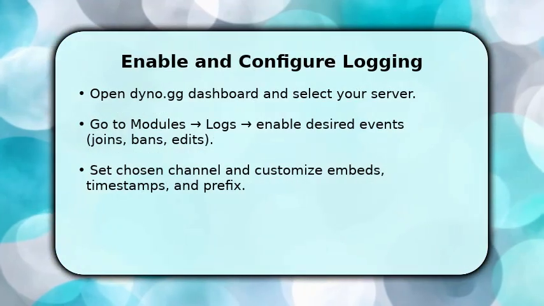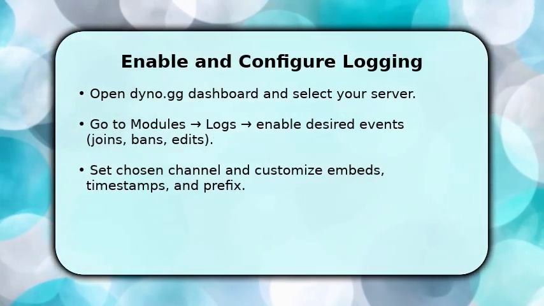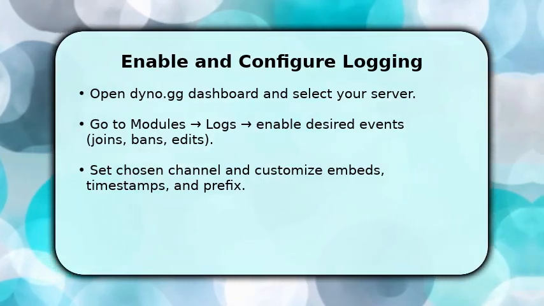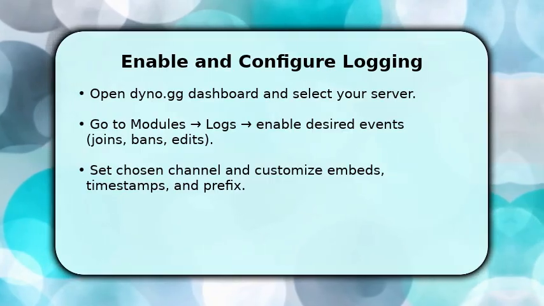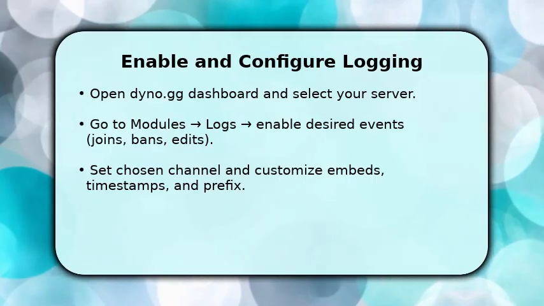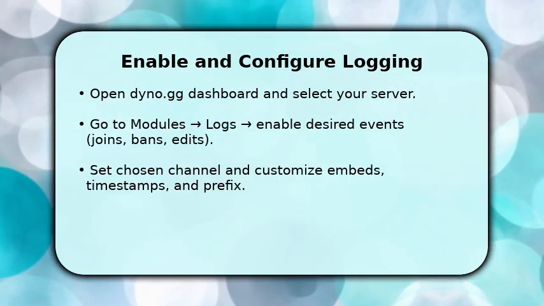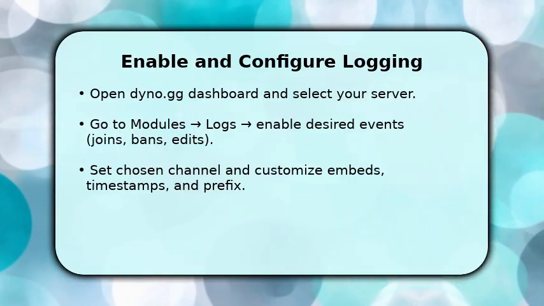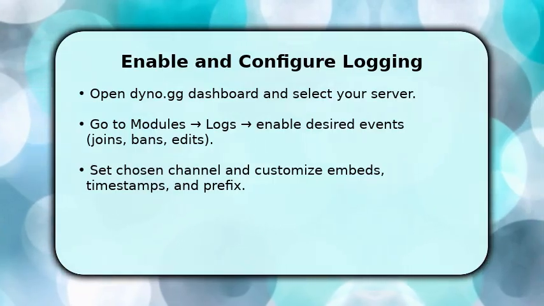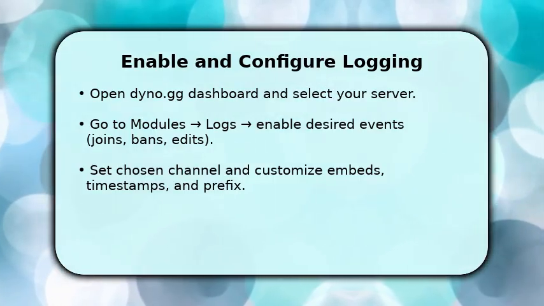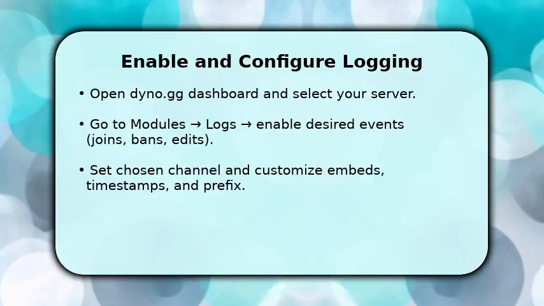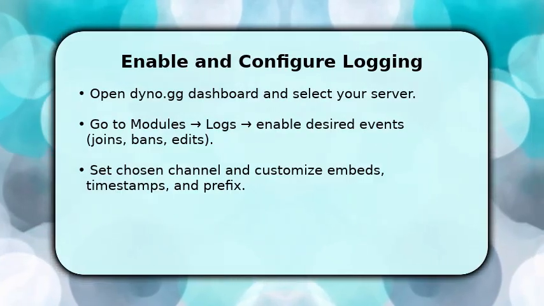You now open the Dyno dashboard and select your server to configure logging. Navigate to Modules, then Logs, and toggle on the specific events you want: joins, leaves, bans, message edits, role changes, so Dyno knows which activities to capture. Once enabled, choose the #modlogs channel as the destination. Make sure to customize embed style, timestamps, and prefix so logs are readable and searchable. This step ties the bot's event tracking to the channel you prepared and adjusts formatting for easy scanning later.